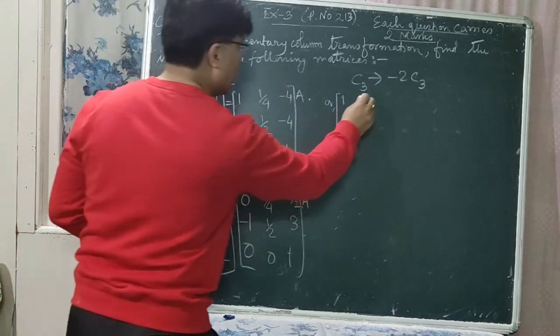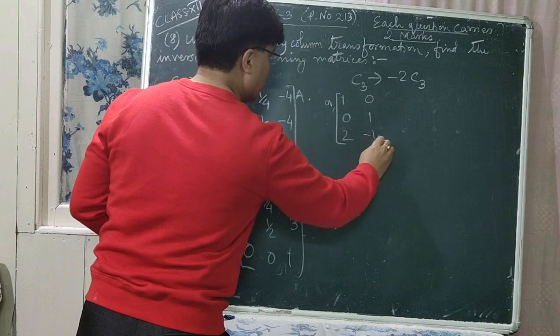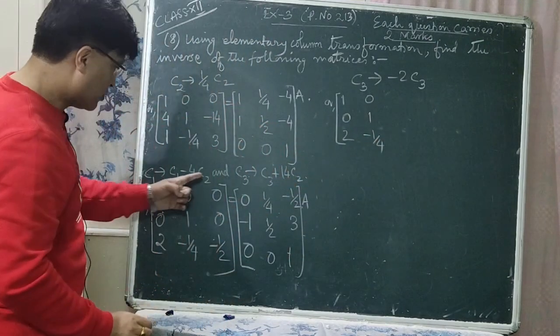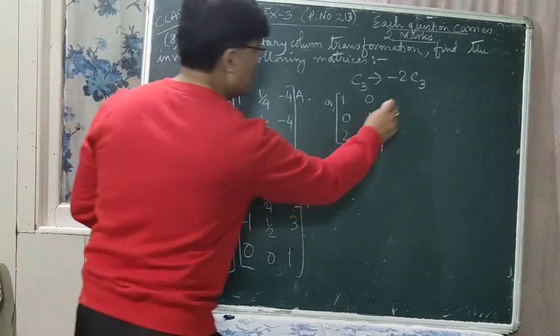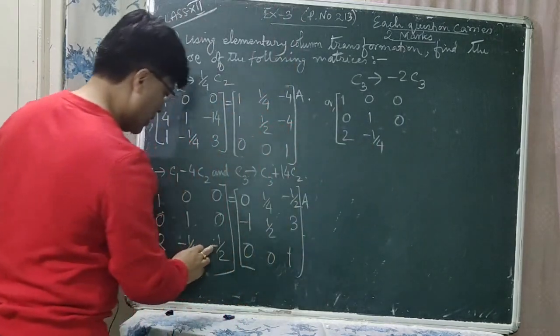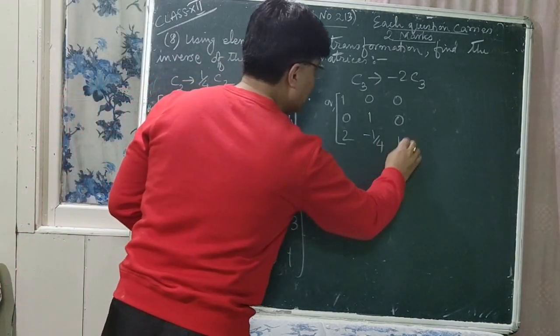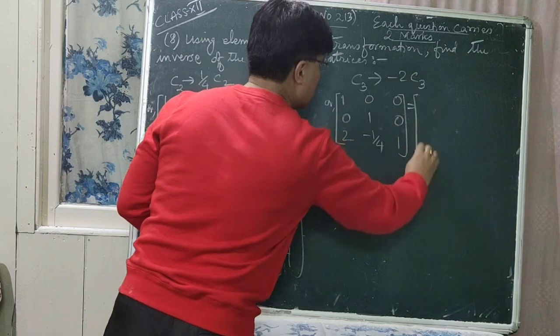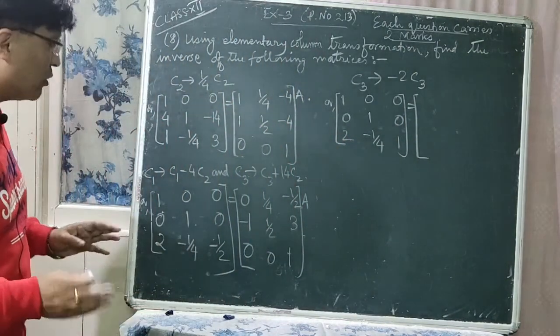What is column 2? 0, 1, minus 1/4, right? And this column 3 should be multiplied by minus 2. So it will be 0, 0. What is minus 2 into minus half? It is 1. Now on the right hand side also, column 1 and column 2 remain the same.